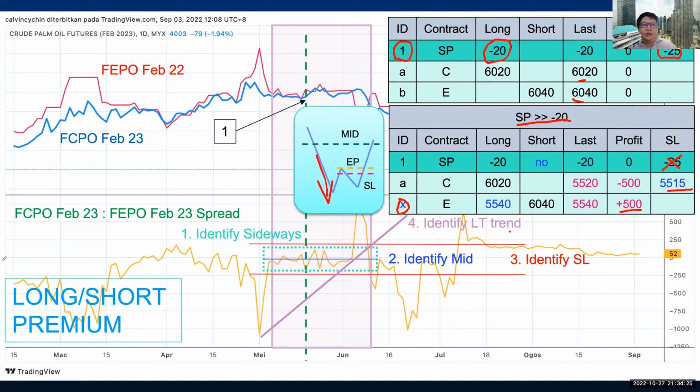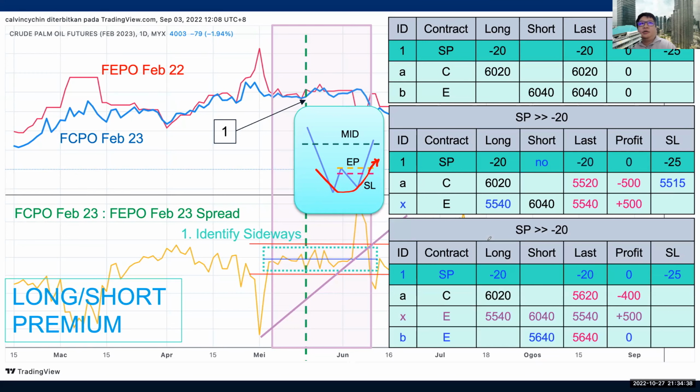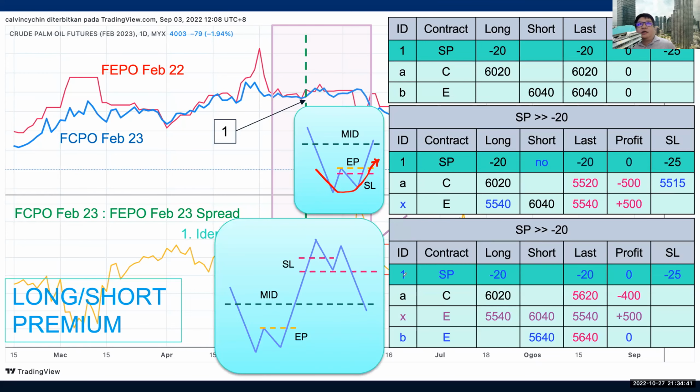So let's see here. Why can we do this? Because we see a reversal pattern from here to here. Next, after you have done the second step and you see another reversal, but this time in the opposite direction, you reconstruct the spread. The step to reconstruct the spread is you sell back the second leg, then you will get the spread.